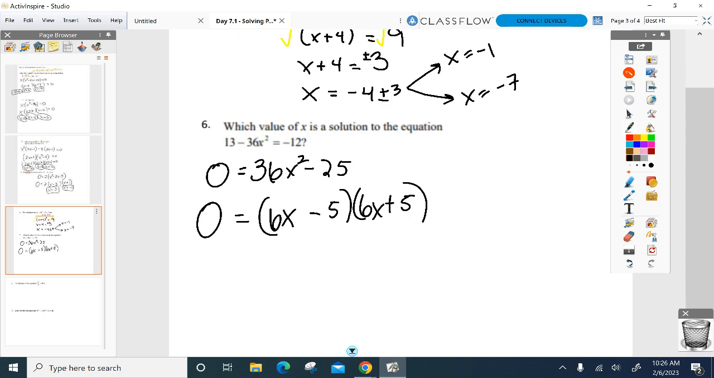And now go ahead, get your two answers now. Set each of those equal to 0. Keep your answer as a fraction, please. We don't need any decimals here. We're better than that. No decimals, please.